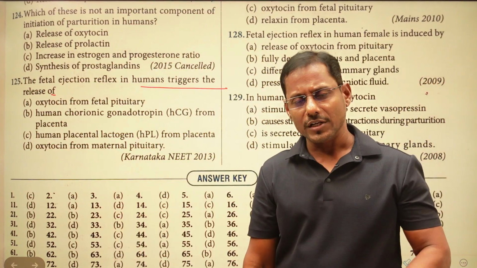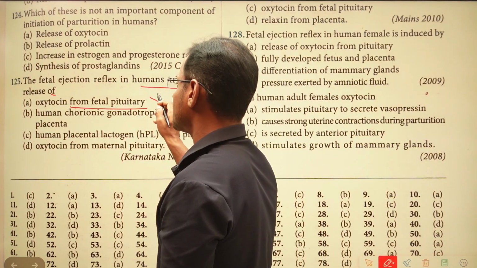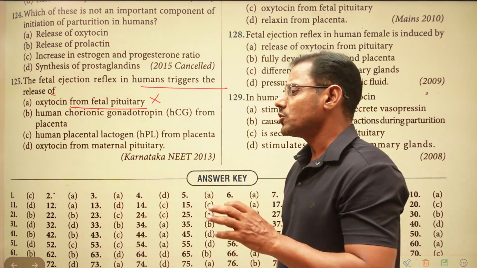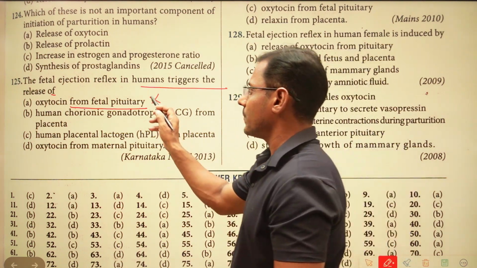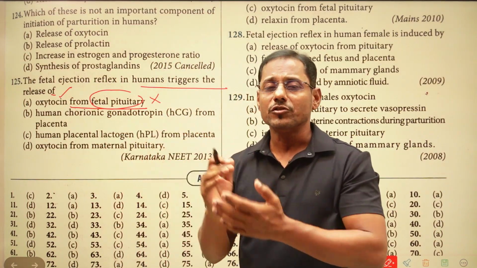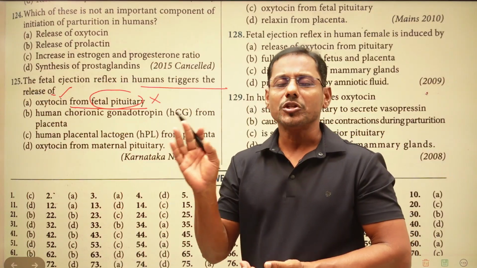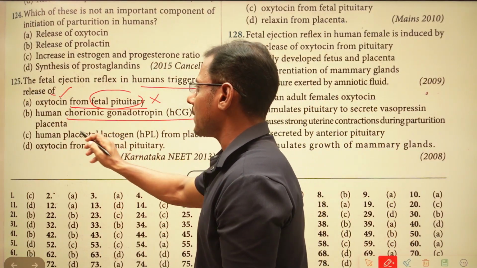oxytocin. Oxytocin from the fetal pituitary is the wrong one, because oxytocin is not released from the fetal pituitary. This oxytocin is released from the mother's pituitary gland, but not from the pituitary of the fetus. Human chorionic gonadotrophin from the placenta.